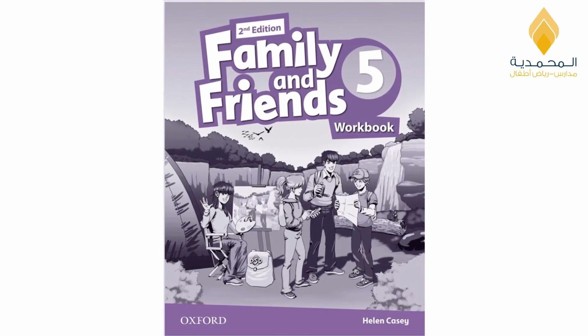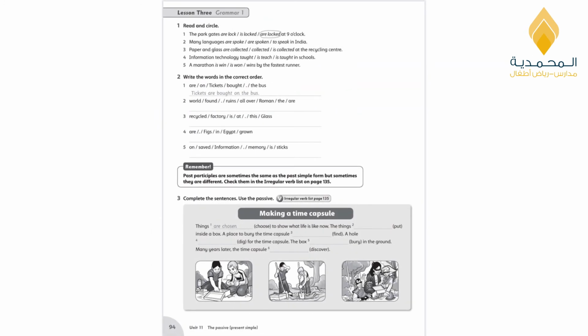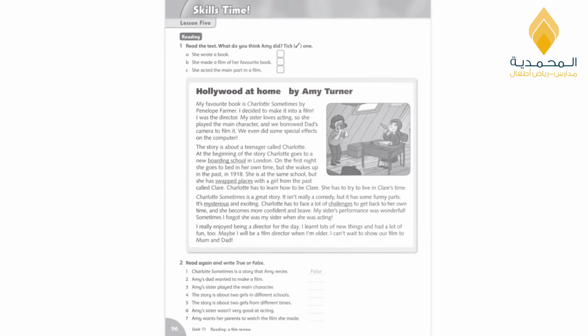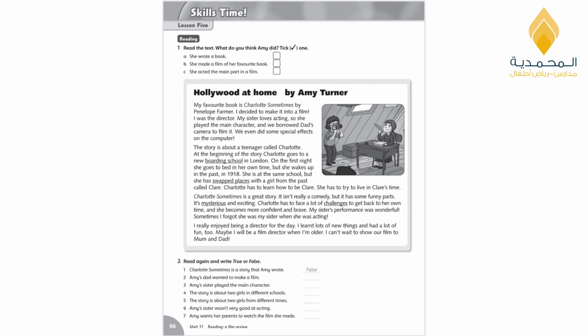Dear students, after you finish your class book exercises, don't forget to move to your workbook. Page 94. It is related to the grammar, passive and active, and I believe that you can do it yourself. And this page too. On this page, you are going to read the text, and after that, you are supposed to answer the questions that follow.